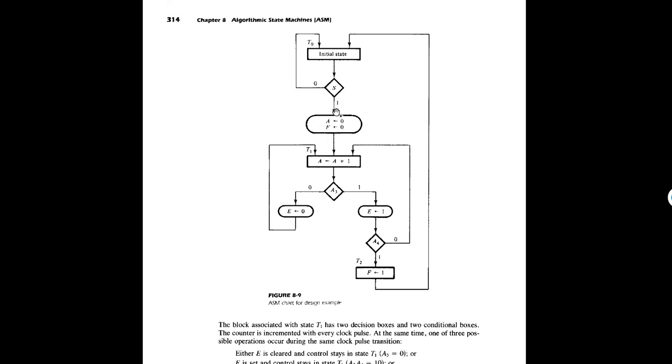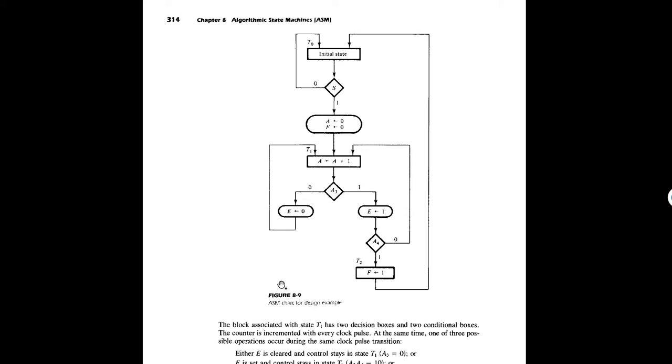By resetting, we are resetting register A, or the flip-flops that constitute A, and flip-flop F to 0. A, F, and E are the 3 flip-flops or 3 registers that are going to be discussed in this ASM chart. So A and F are set to 0. Then there is incrementing of A. After incrementing, the A3 bit is checked.